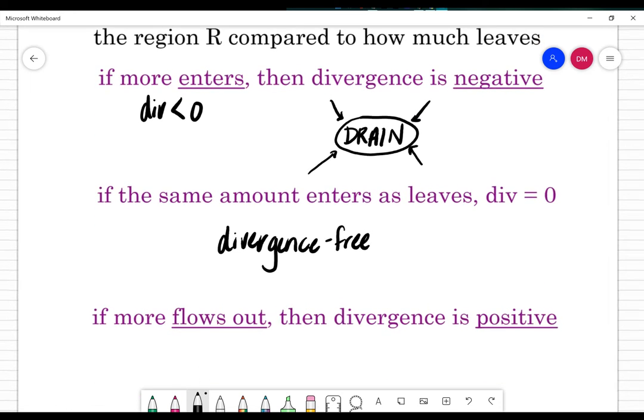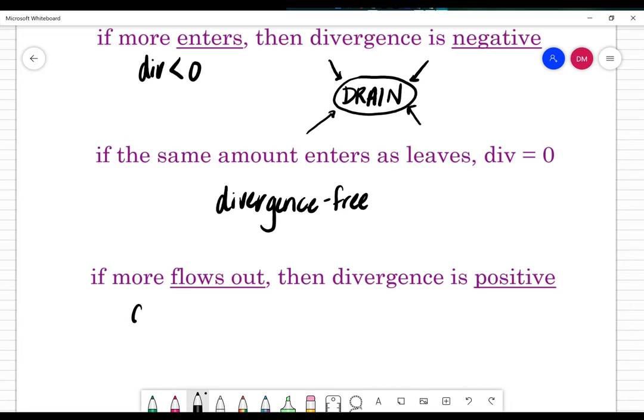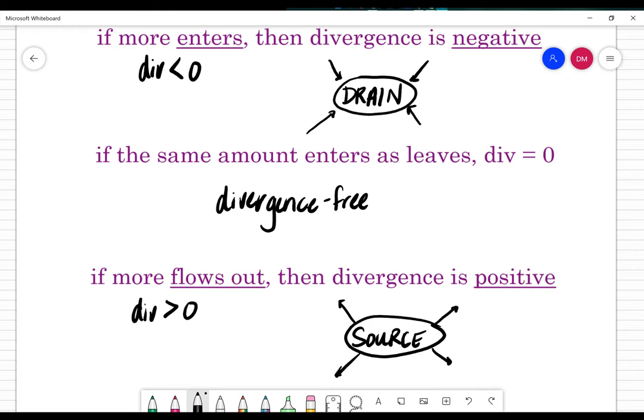If the same amount is entering as leaving, then divergence is 0. You have this balance, so divergence is equal to 0. We call this divergence free. So in fact, we are free from divergence because this is flowing freely and there's the same amount of flow going in as out. And then, if you guessed it, the last part of this is if more is flowing out than in, divergence is positive. So when we calculate divergence, it's greater than 0, and we have what's called a source. When you have a source, there is more flowing out from that source than in, and divergence is positive. So that's conceptually what is happening with divergence.